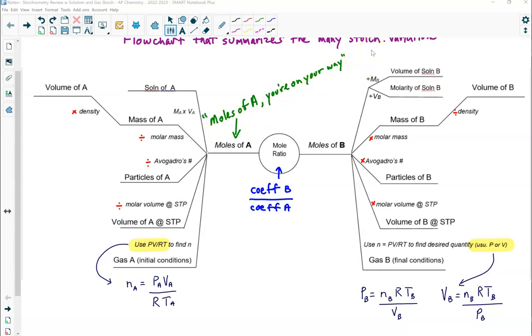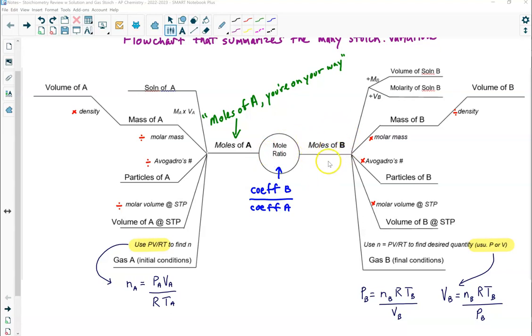Because once you find moles of A, then you can apply the mole ratio, which, remember, is the coefficient of the second substance that you're trying to solve for, substance B, over the coefficient of A, which was the given substance. The mole ratio takes those moles of A and magically converts them into the moles of B.